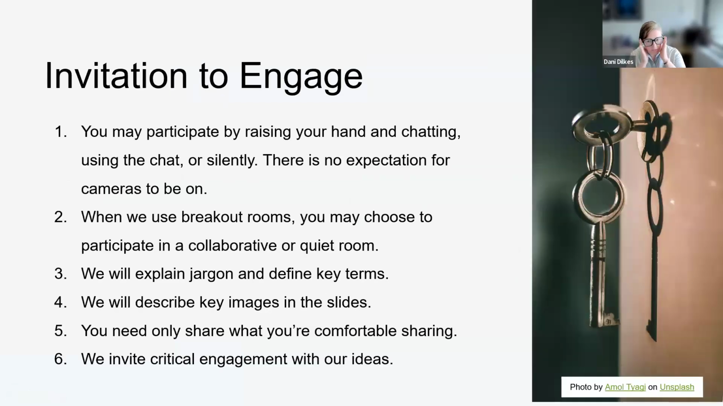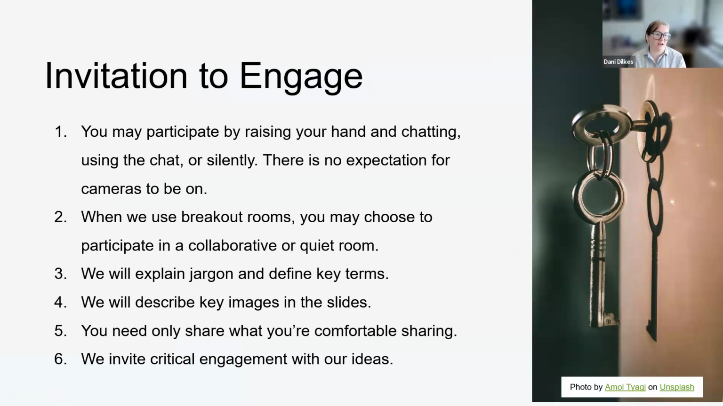Before we jump into it, though, and I know that Noreen and Jenny have already done this sort of in talking about the community agreement, but we also wanted to establish our own invitation to engage. As was already mentioned, you may participate in whatever way works for you today. In the session, we're a small group. We would love to hear people speak aloud.